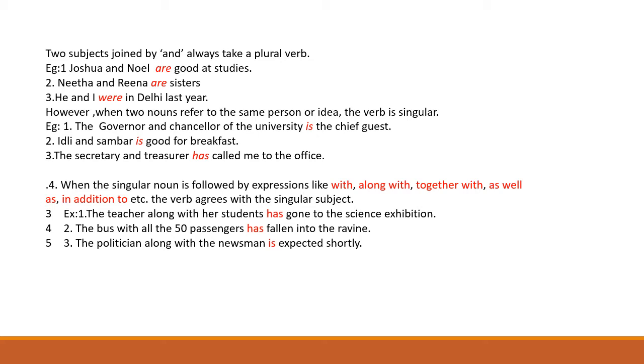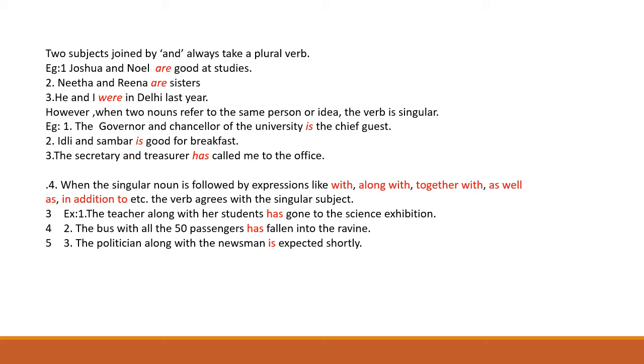Read them. Now, example, the teacher, singular noun, along with her students. Along with is the expression, isn't it? Students, plural. The verb agrees with the singular subject. Students and teacher. Which is the singular subject in this? Teacher is singular, students is plural. So, the verb has agrees with the singular subject, that is teacher. Is it clear? Teacher has gone to the science exhibition. When the expressions along with, together with, as well as, remember this. You have to memorize this.